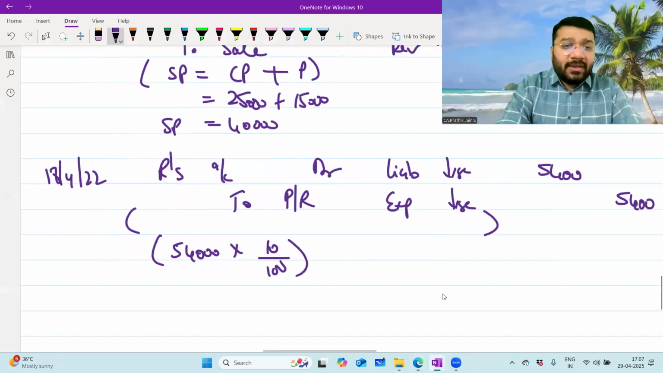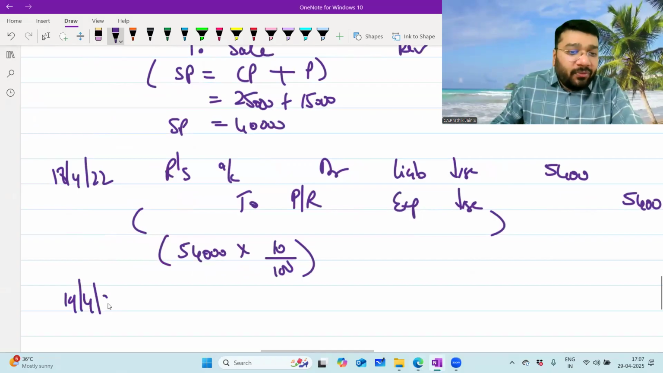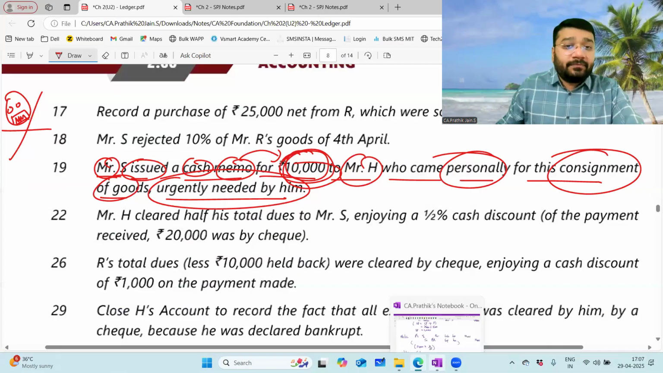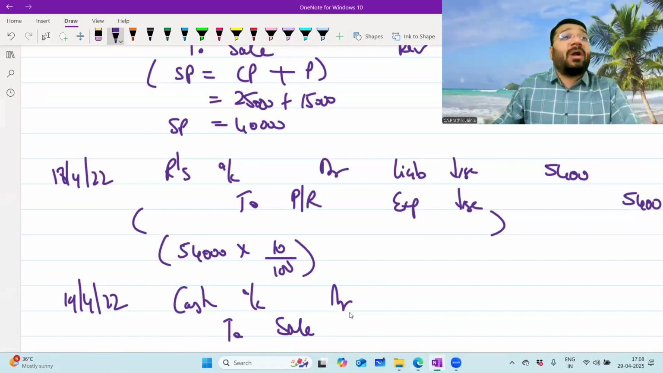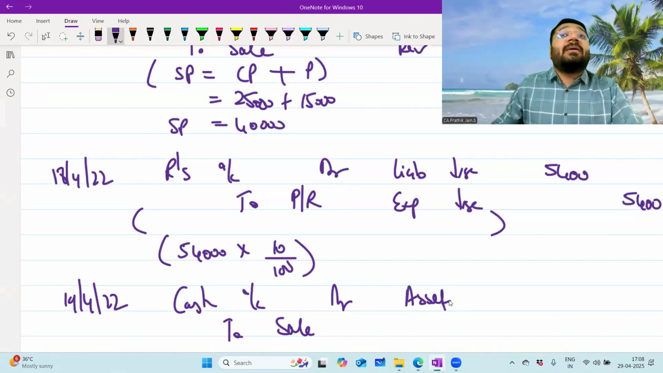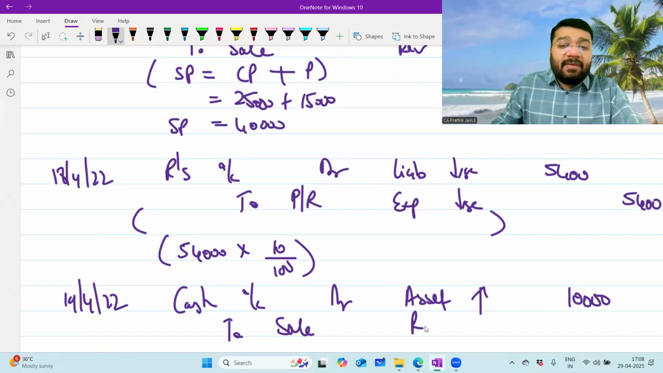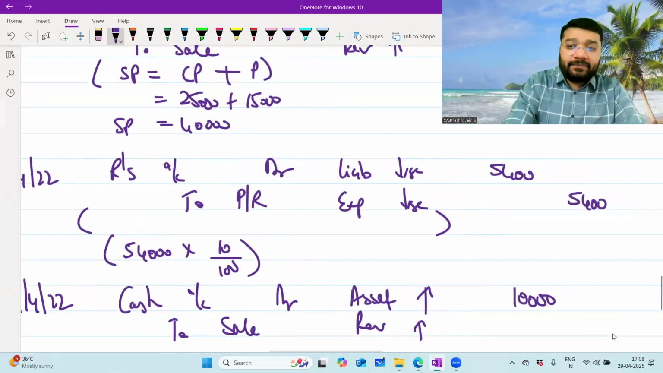Cash account debit to sales. On which date? 19th April, 19/4/22. Cash account debit to sale. Cash is what balance? Asset balance. If I keep on getting the asset, cash, what will be the impact on the balance? It will keep on increasing. To that, what am I supposed to do? Give a debit. Sale is my revenue. If I keep on doing more sales, revenue will increase. To increase income, credit 10,000.